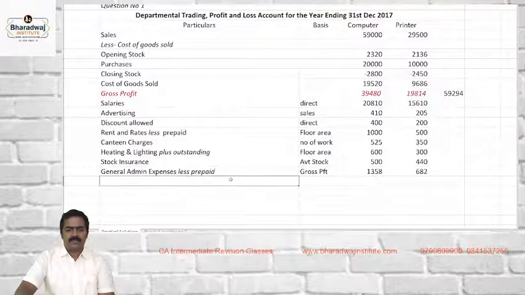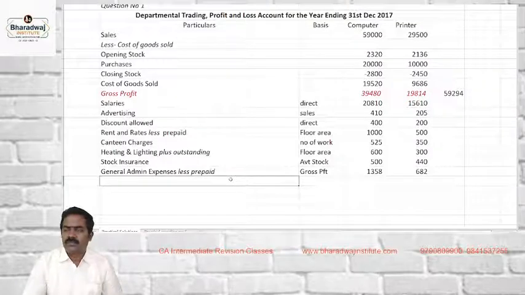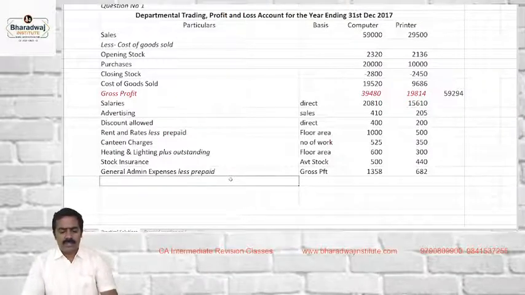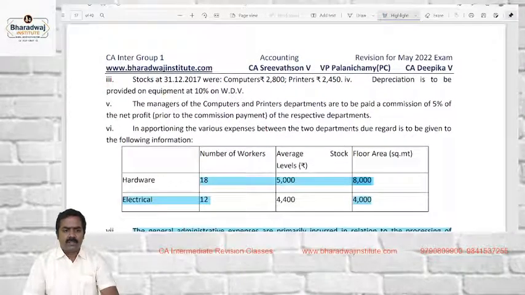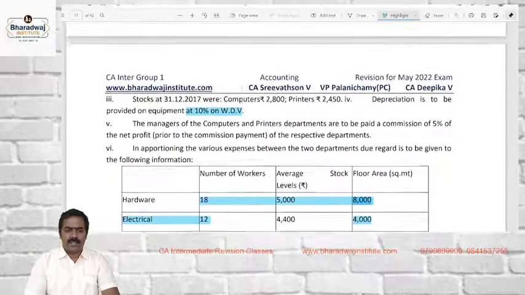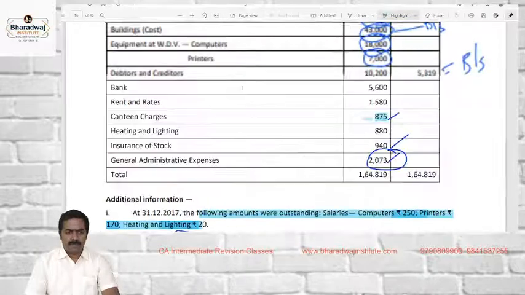Next. What is the next one? Depreciation. Depreciation is given for which one? Equipment, how much percentage? 10%. Equipment, 10%.